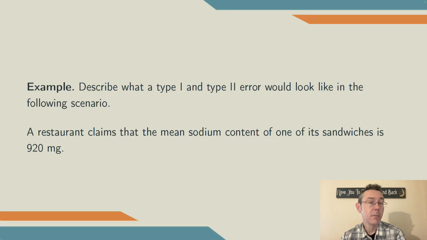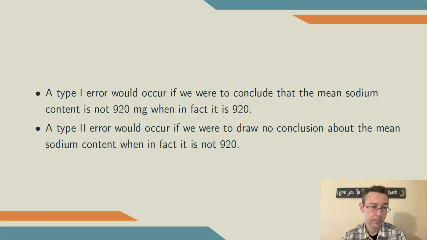A restaurant claims that the mean sodium of one of its sandwiches is 920 milligrams. A type 1 error would occur if we were to conclude that the mean sodium content is not 920 milligrams when in fact it is. A type 2 error would occur if we were to draw no conclusions about the mean sodium content when in fact it's not 920 milligrams.